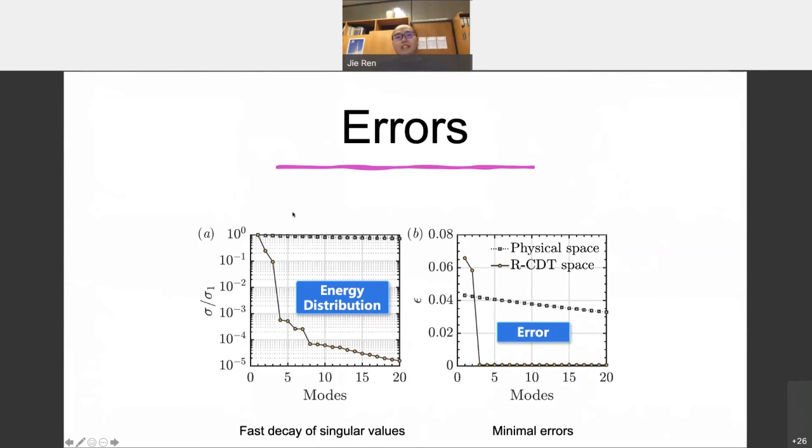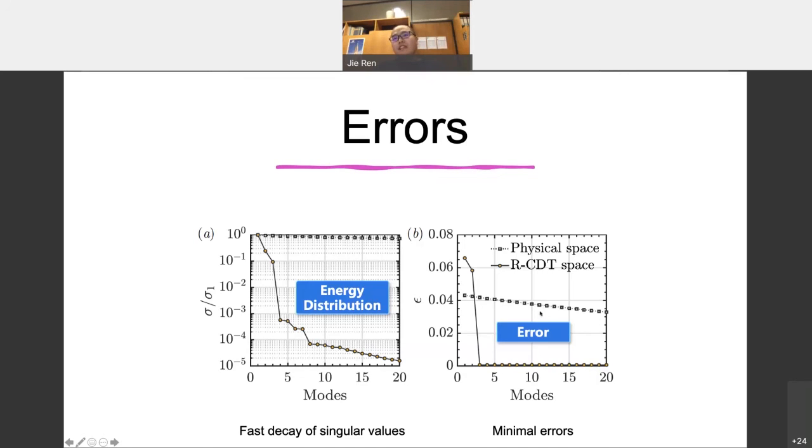Okay, if we make some further comparison between the physical space and RCDT space in terms of energy distribution on the left and error on the right, you can see a very big difference. The gray square symbol shows the physical space, and the yellow circle stands for the RCDT space. In this log scale, we already see a very sharp drop of the singular values for POD. That means you only need to keep 1, 2, 3, only a few modes, and that's enough to reproduce your physical problem. But in physical space, you still need lots of modes. That is why traveling wave problems can hardly be model reduced in physical space. And that is what the large Kolmogorov n-width means.